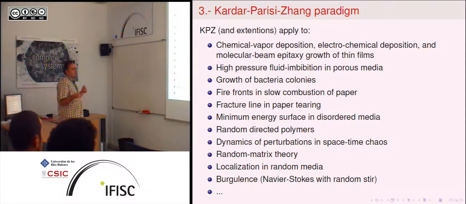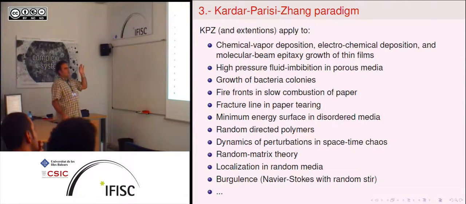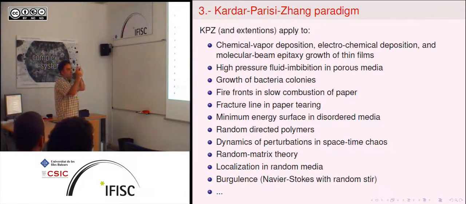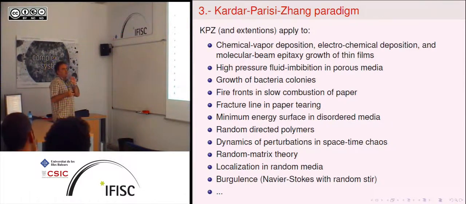Well, the minimum energy surface or line in a disordered media is where I have a disordered media in any dimension, and I ask how I can go from one side to the other side of my system, and every step I take costs me energy. This energy is random because my media is disordered, so I don't know a priori which is the best path I have to take, and I want to choose the minimum path, that is the path that costs me the least energy in my system. The solution to this is KPZ as well, related.